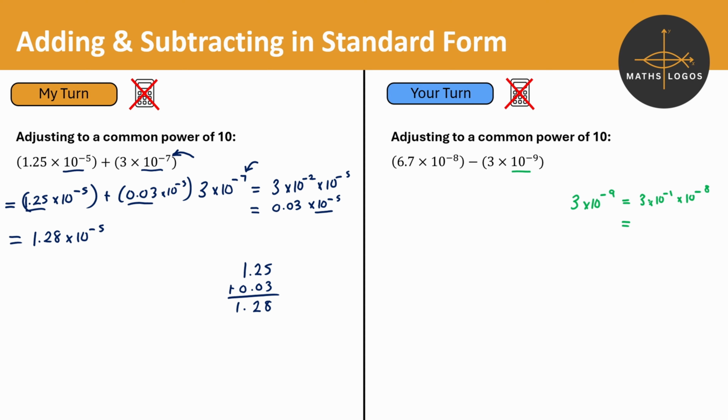Then we go ahead and tidy this up. 3 multiplied by 10 to the negative 1 is 0.3 multiplied by 10 to the negative 8. I can now come back to my calculation. I have 6.7 multiplied by 10 to the negative 8, and I'm taking away 0.3 multiplied by 10 to the negative 8. Go ahead and subtract your coefficients now that we have our common power of 10. 6.7 subtract 0.3. 7 subtract 3 is 4. 6 subtract 0 is 6. So my final answer to this is 6.4 multiplied by 10 to the negative 8.